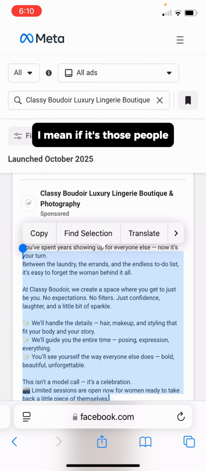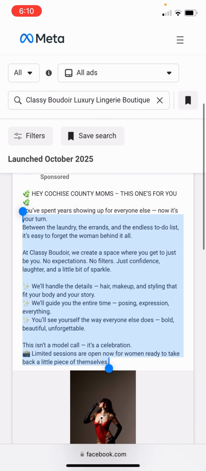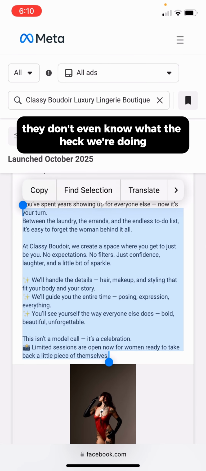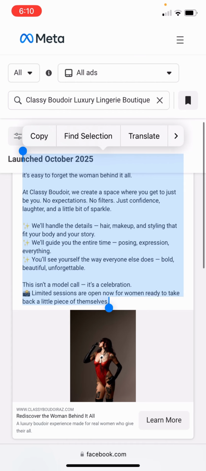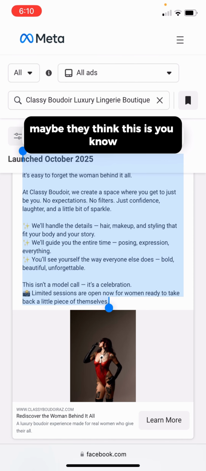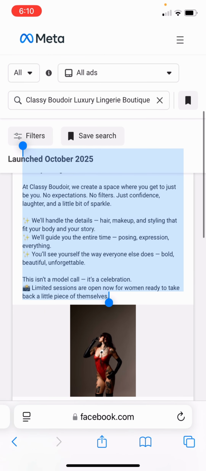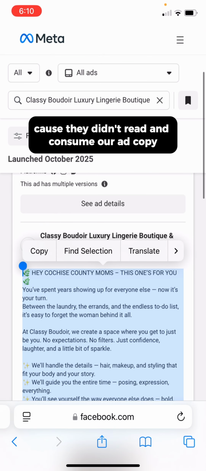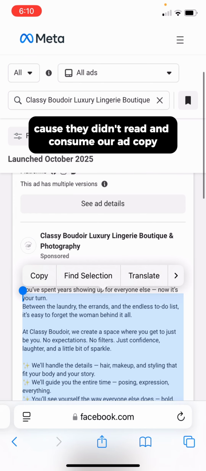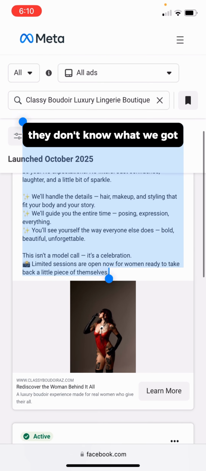And what is this? I mean, well, if it's those people, they ain't even showing up. They're ghosting. But they don't even know the offer. They don't even know what the heck we're doing. Maybe they think this is Sports Illustrated swimsuit edition or something. They ain't got no clue because they didn't read and consume our ad copy. They don't know what we got.